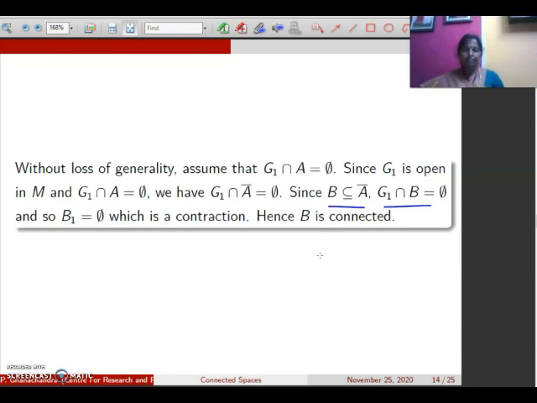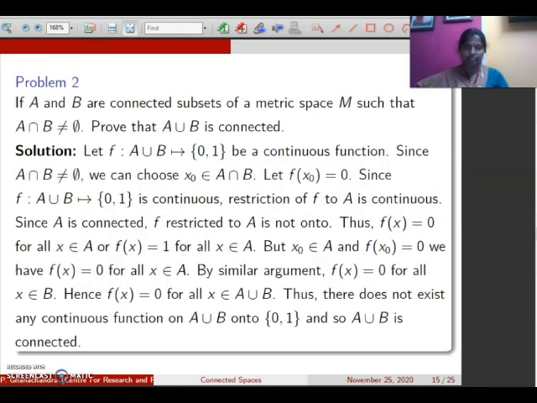In this problem, if we put B equal to A closure, in this case, A closure is connected. Okay, so that problem is completed.